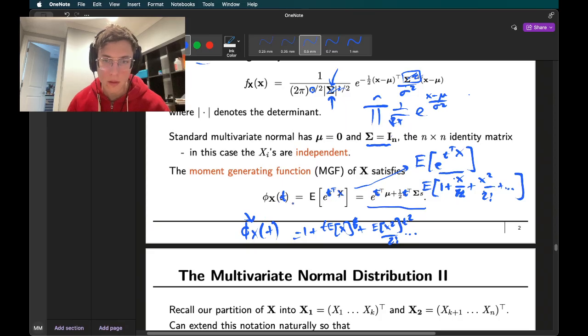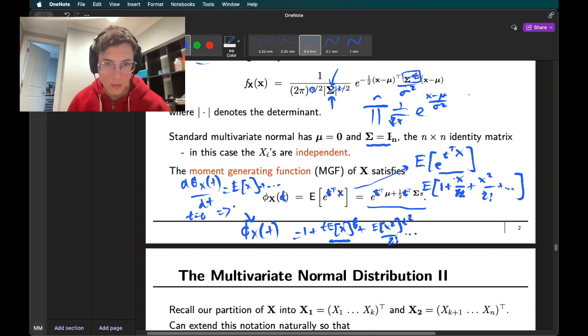So then, we take the derivative of both sides, and any order derivative works. Let's just say we wanted to find out what E of x was. Let's take the derivative of both sides, so we end up with d phi x of t over dt is equal to E of x. So the 1 goes away because we took the derivative, x plus the rest. And now let's evaluate this at t equals 0.